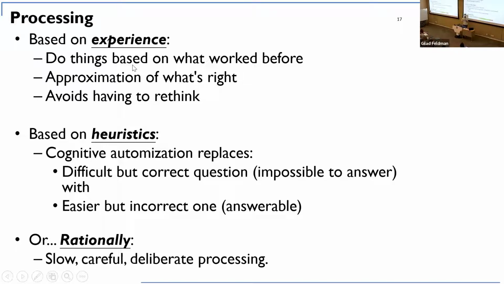It gives us some approximation of what is right. And the good thing about this is that sometimes it saves us a lot of time by not having to rethink every time that we face this kind of situation. Heuristics, which is what Kahneman and Tversky started to map out, is this cognitive optimization that replaces a difficult but correct question with a much easier but incorrect one, which you can answer.